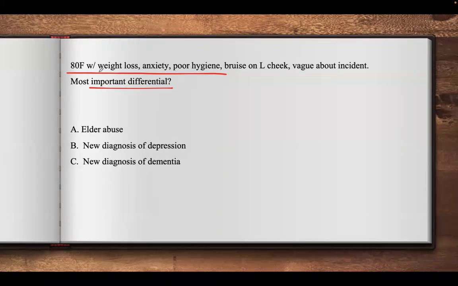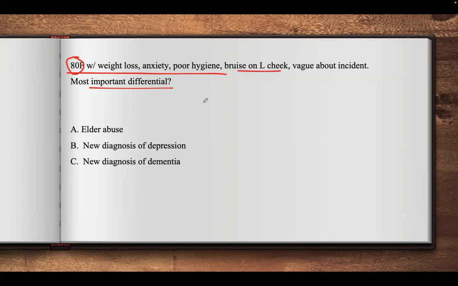Same with the elderly. Especially if you check the age, she's 80, so you are concerned about abuse. She's coming with poor hygiene, she's coming with bruising, she's vague about the accident. So maybe she has dementia. But at the moment, the most important differential, which you don't want to miss, is abuse.